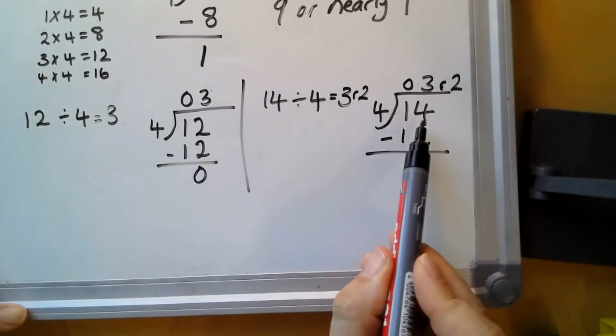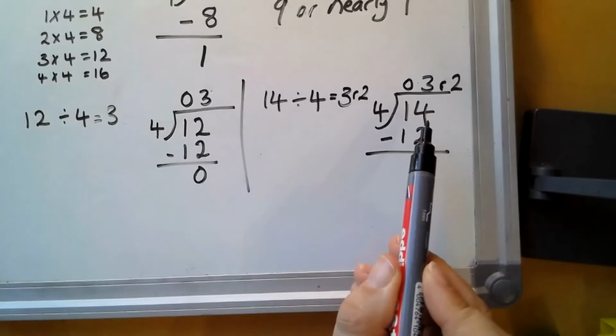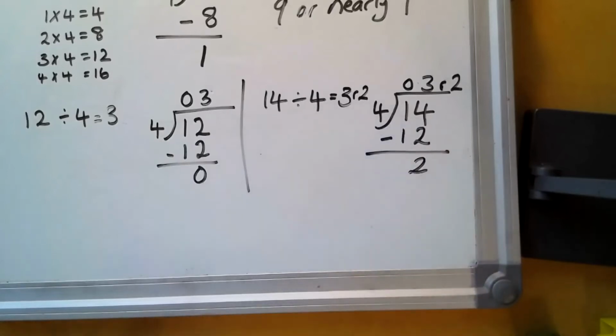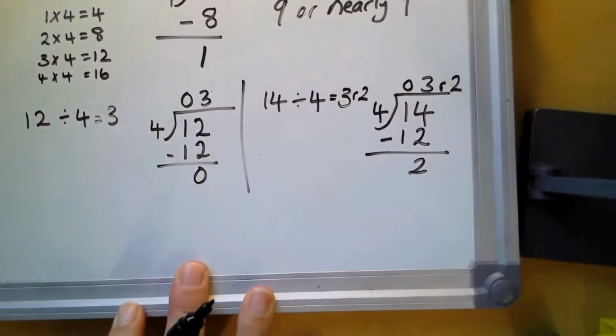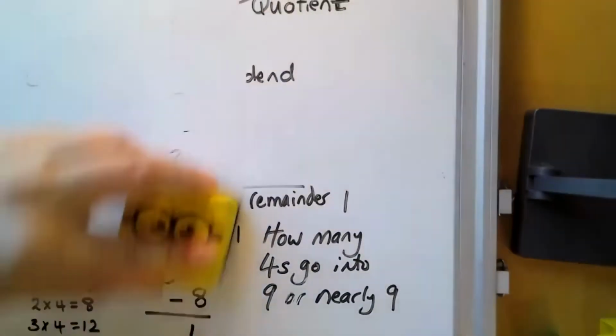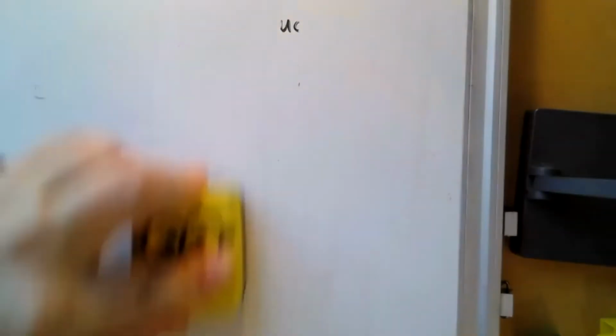So that's dividing a number into 2 digits. Let me give you some more examples. As I say, if you want to write those down, just pause the video and do that now. Okay. Let's have a look at dividing by some bigger numbers.